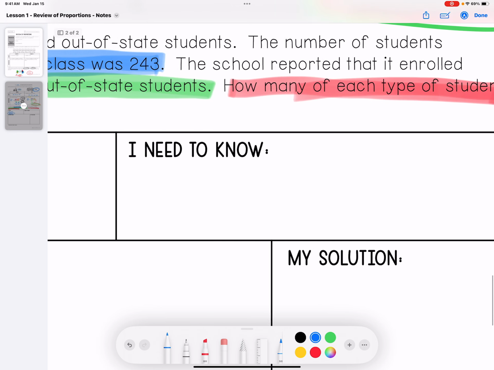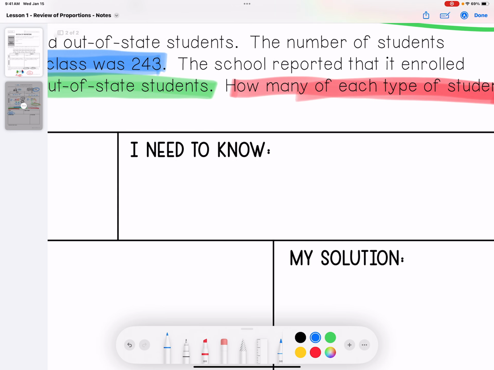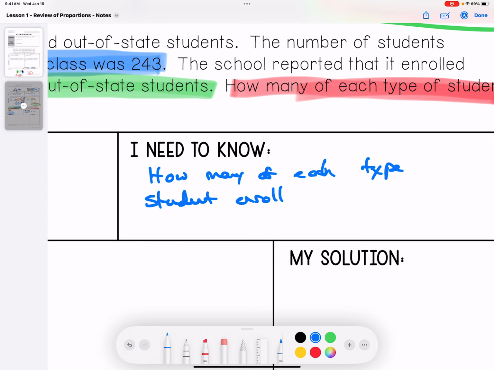What do I need to know? I need to know how many of each type of student enrolled in the freshman class.